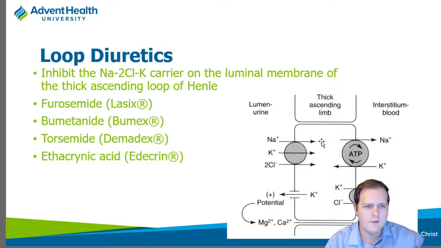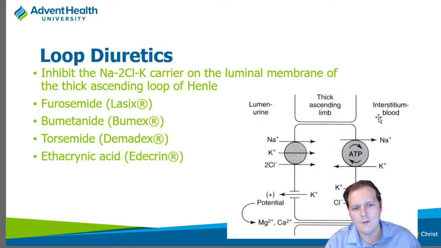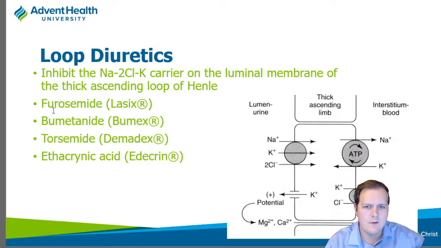Here are the renal tubule cells, and then you have the interstitium on this side here. This is where the blood is, right? Remember, there's the vasa recta. It's all those blood vessels that surround the nephron that allow for reabsorption back into the systemic circulation, okay? Basically, we're going to have 4 drugs here called furosemide, bumetanide, torsemide, and then ethacrynic acid. These are your loop diuretics.